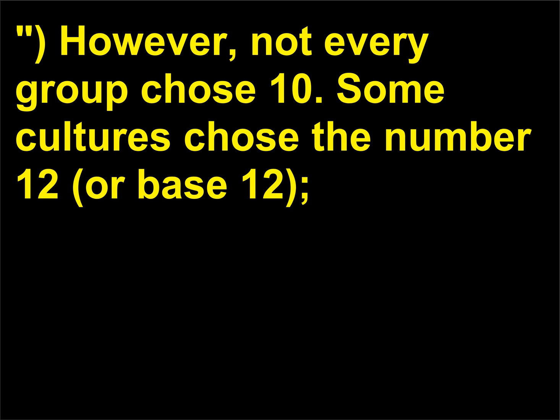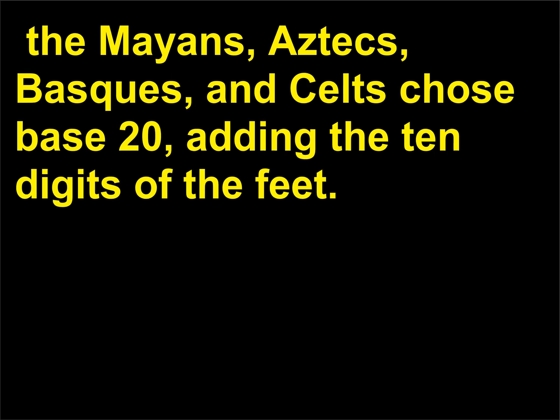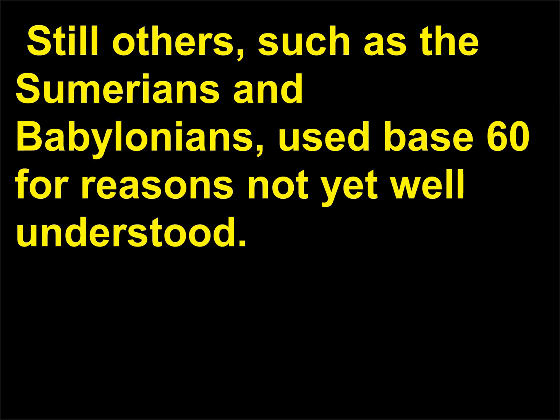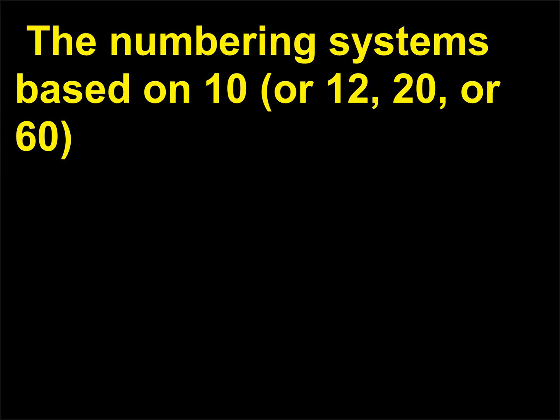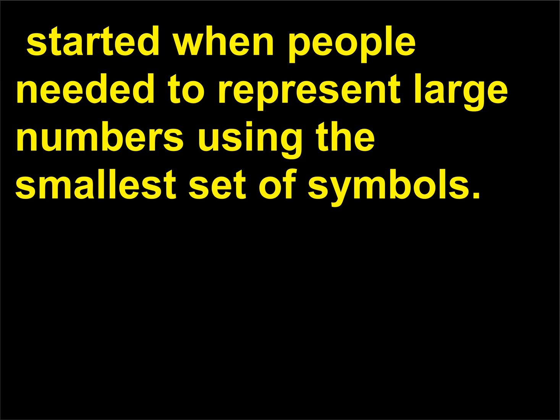Some cultures chose the number 12, or base 12. The Mayans, Aztecs, Basques, and Celts chose base 20, adding the 10 digits of the feet. Still others, such as the Sumerians and Babylonians, used base 60 for reasons not yet well understood. The numbering systems based on 10, or 12, 20, or 60 started when people needed to represent large numbers using the smallest set of symbols.